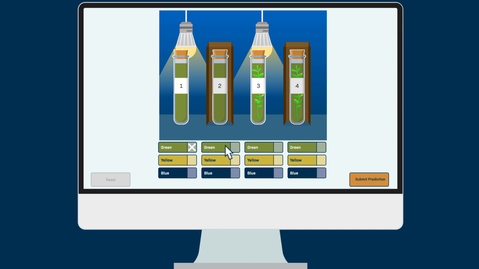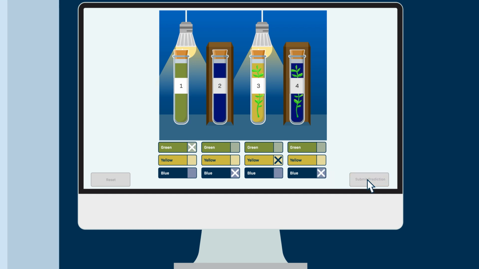The virtual lab allows you to predict the color change that will occur within each of these tubes in the experiment. Here, tubes 1 and 2 contain no plants, while tubes 3 and 4 have a plant. Tubes 1 and 3 are exposed to light, whereas tubes 2 and 4 are kept in the dark, resulting in the need for 4 specific predictions.